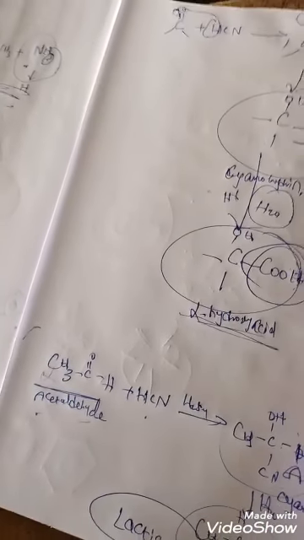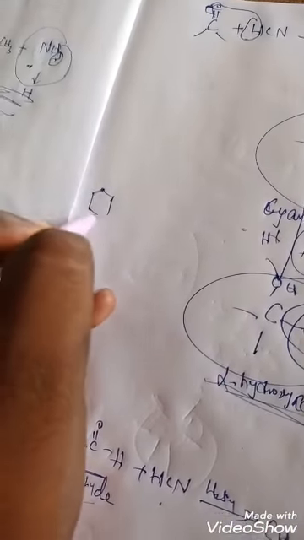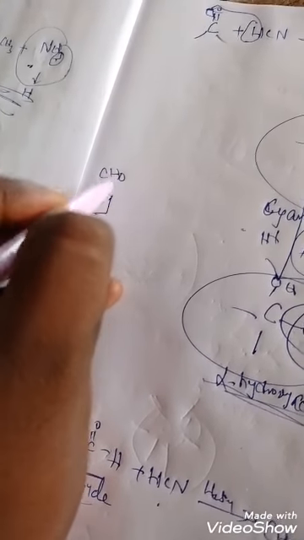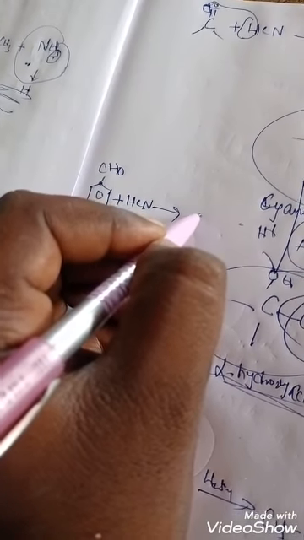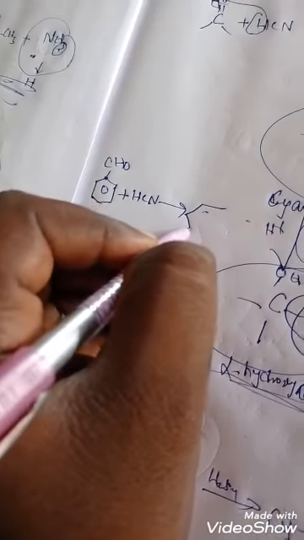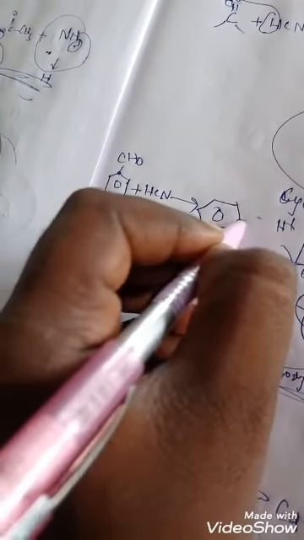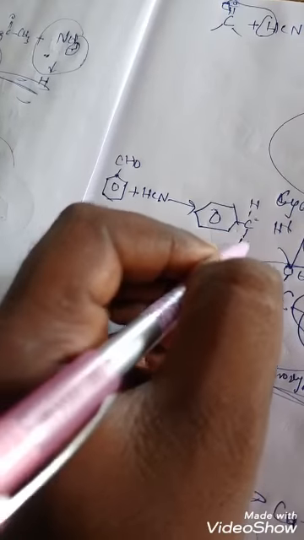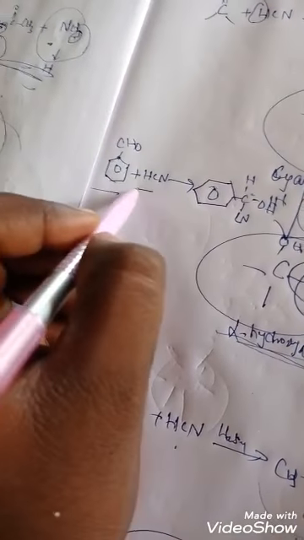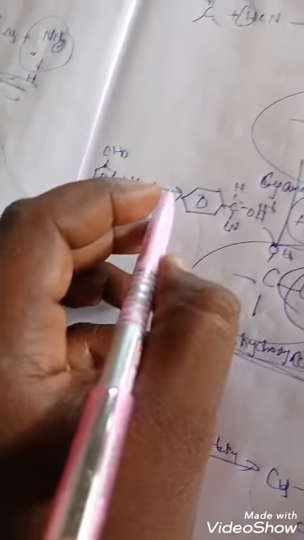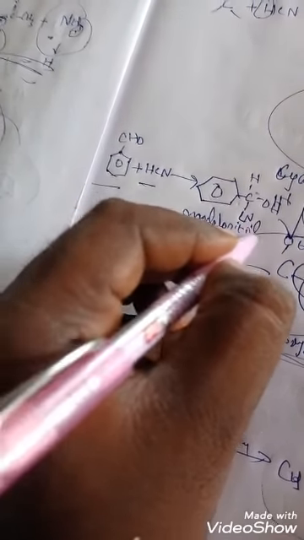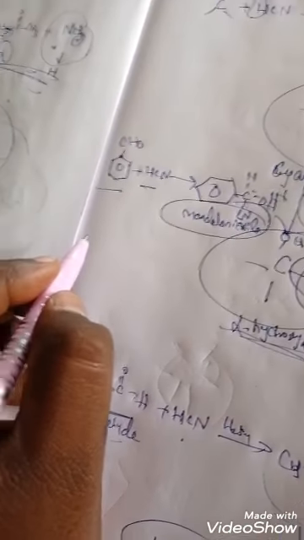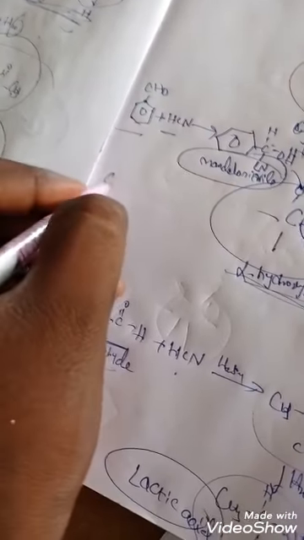Okay, next one, benzaldehyde in presence of hydrogen cyanide to form, this is benzaldehyde in presence of HCN to form mandelonitrile. Okay, this is mandelonitrile.